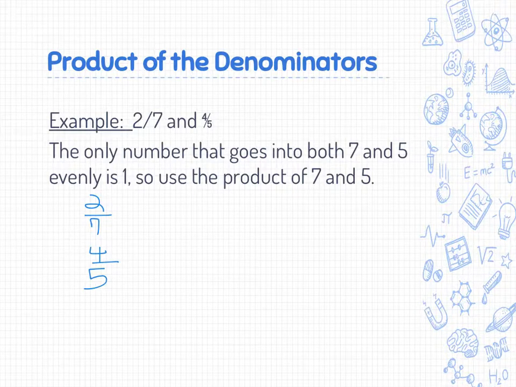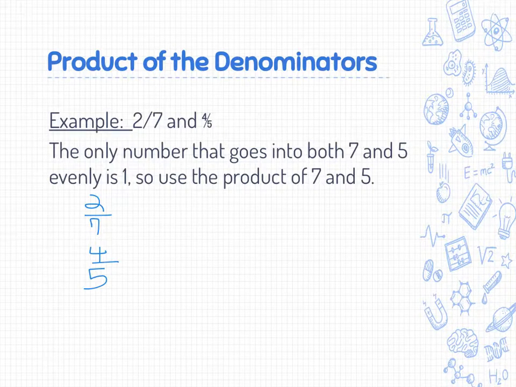I could list out the factors to figure that out, but again, if you practice your basic facts, you would really start to know that without having to list out the factors. So since they will not share any factor other than 1, the lowest common denominator that you would get for the new fractions is the product of the denominators.